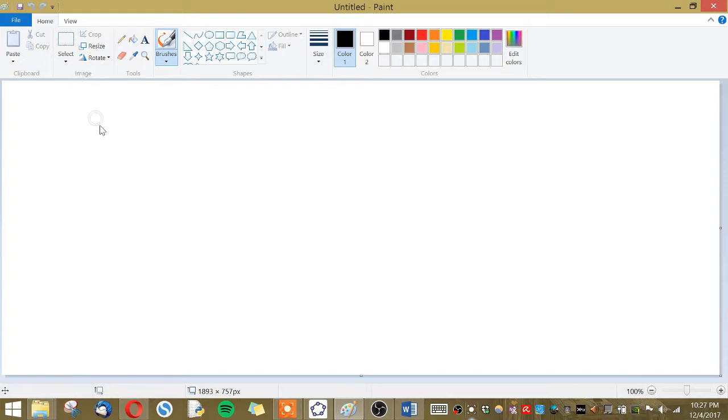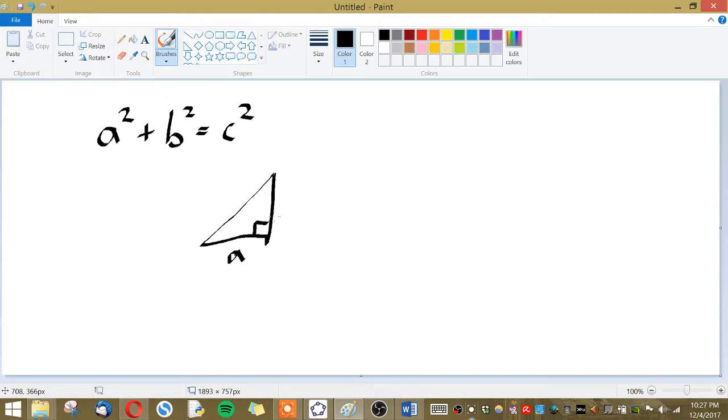Let's just do a recap. I have a² + b² = c². This is the formula that you learn in Sec 2, and maybe I'll draw a diagram to illustrate it. So in this right angled triangle, the smaller sides are a and b, so the square of these two sides, a² + b², will add up to the square of the longer side.